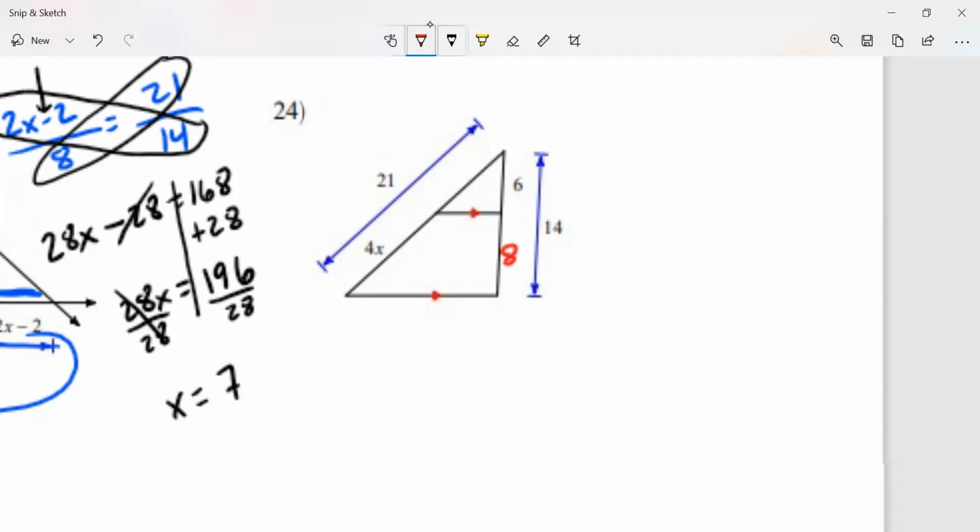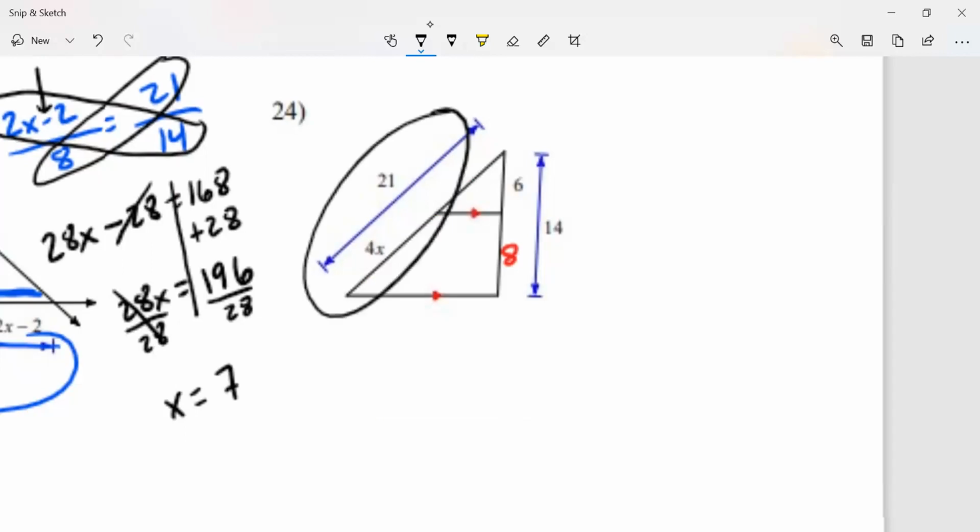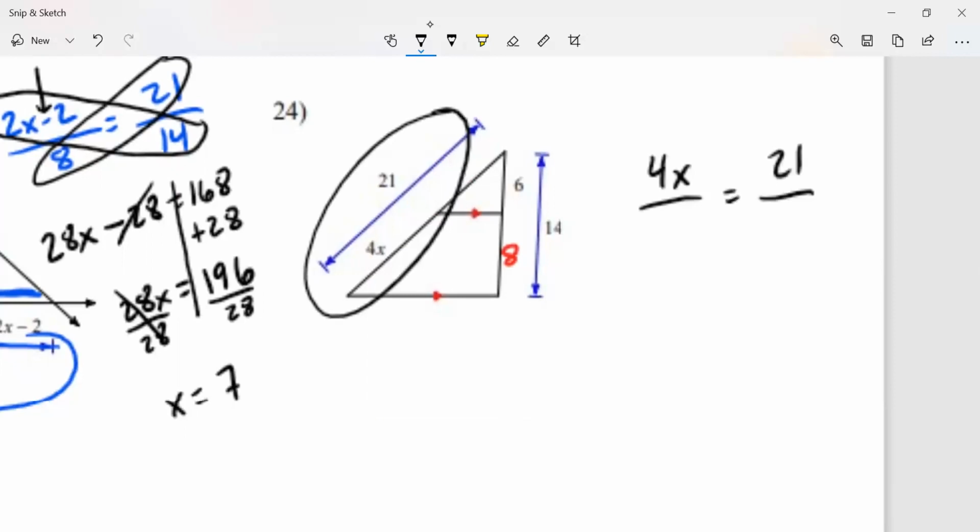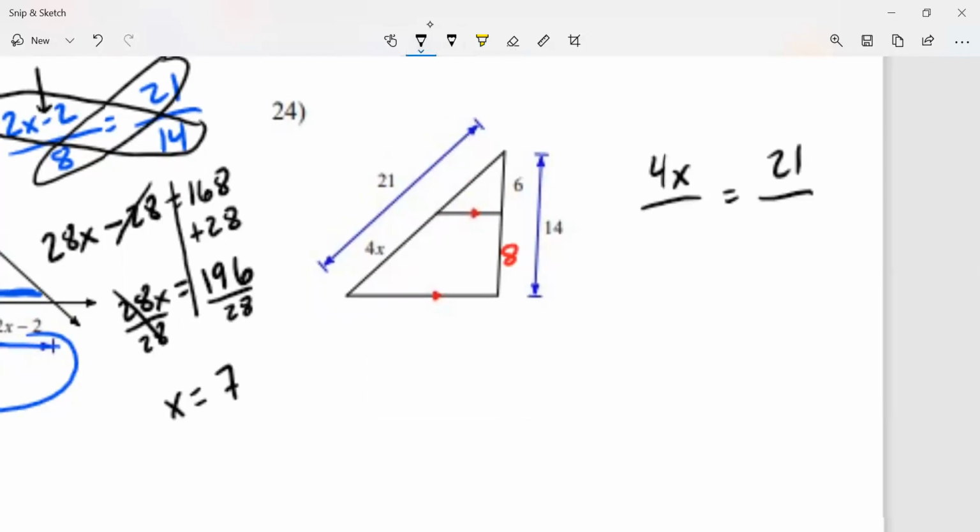Okay, so now on the side that has the x, I'm looking at this side. I'm going to say 4x and 21. I'm going to write two fractions. I'm going to write 4x and 21. Now 4x is this, let me do this with blue. 4x is this side, so that goes with this value. So 4x goes with 8. 21 is the whole thing. So that goes with 14.